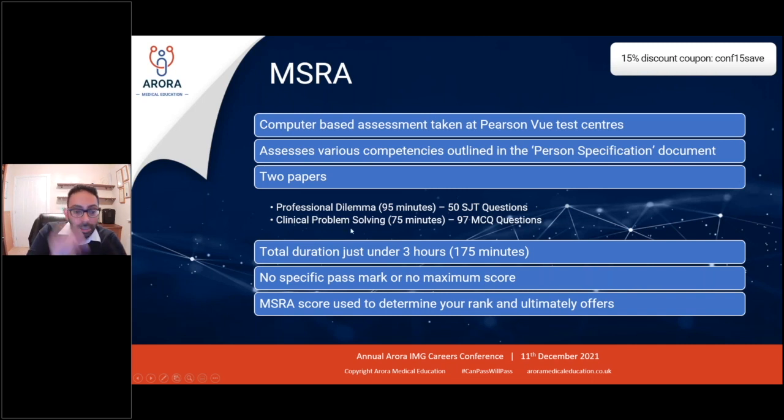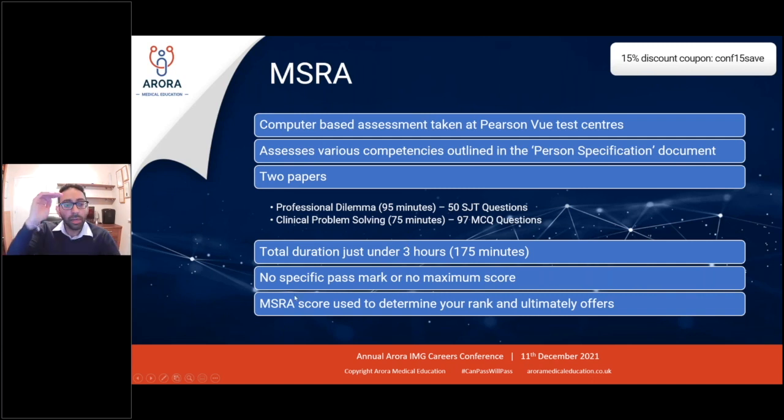And the second paper is the clinical problem solving paper. So again, this is like Shinazi said, like PLAB 1 really. So you have 97 questions, best of 5 usually, but also some EMQs as well, so longer matching questions. But it's testing clinical problem solving knowledge. And again, we have resources and things for that, which you can put out on the chat. The total duration of the exam is around 3 hours.